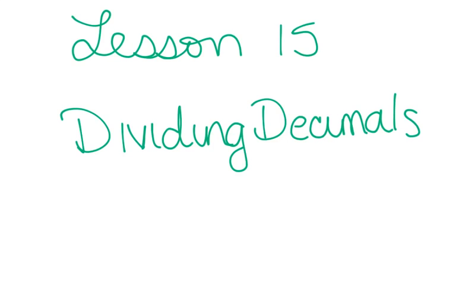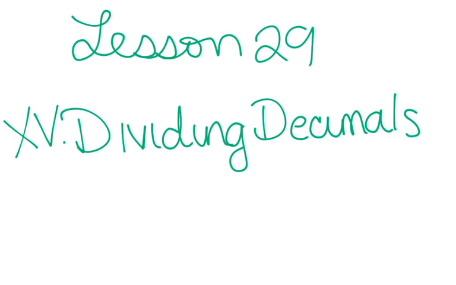All right. Sorry, this is lesson 29, section 15. There we go. Dividing decimals. This is numbers 55 through 57. All right, number 55 says 38 and 22 hundredths divided by 3 and 9 tenths.